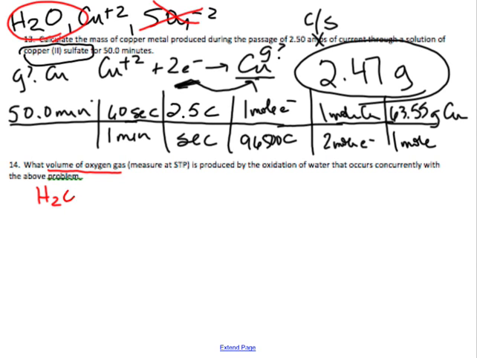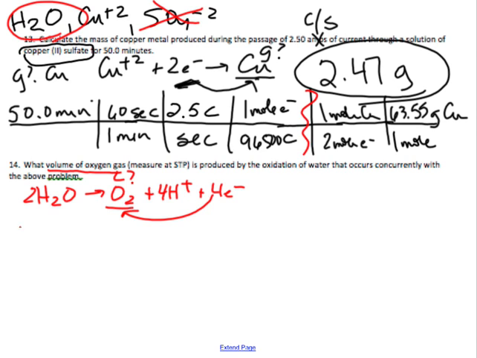If we're oxidizing water, what are we making? Oxygen, and it's acidic. So I need a 2 there, a 4 there, and then what? 4 electrons. I need that ratio because I'm looking at liters of this. So in my dimensional analysis, I'm going to go from there to there. I have to have that 4 electrons in order to do this. Since this is the same cell, everything is going to be the same up to there.